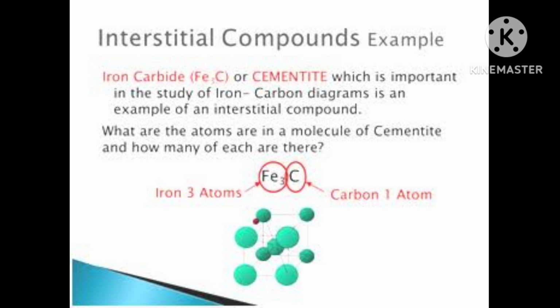Next property, they retain metallic conductivity, means they can conduct electricity. And one more characteristic: they are chemically inert. Okay, interstitial compounds are chemically inert.